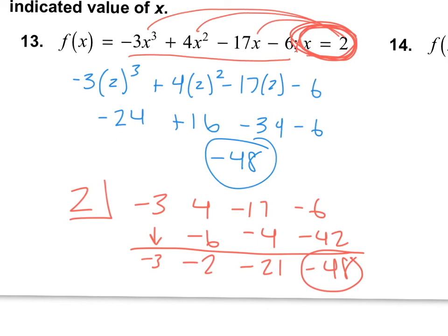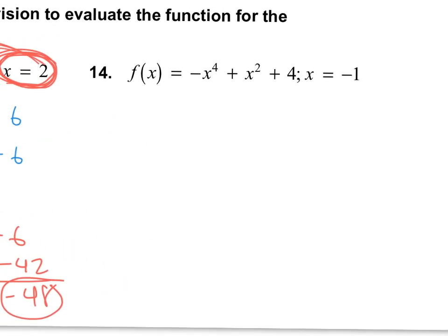So some of you may choose to just, you know what, Mr. G, I don't want to learn anything new. My brain is full and I don't want to do that. I already know how to do this, and so that's what I'm going to do for evaluating. Perfectly fine. Just wanted to show you that you can use synthetic division to do the same thing, and sometimes it's easier and faster.